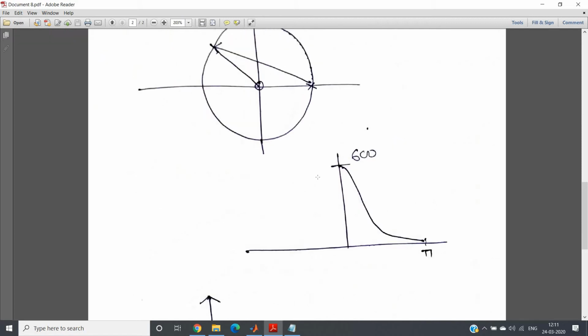I hope you have understood the reason for getting the magnitude response like this, and it is quite clear that this is nothing but a low pass filter, because at lower frequency we are getting high gain. As the frequency increases, our magnitude response gain is decreasing.